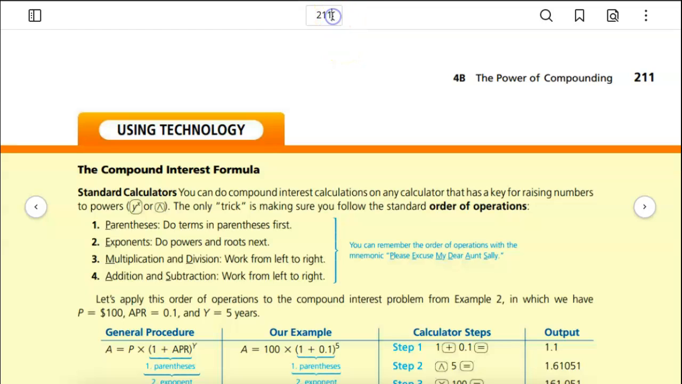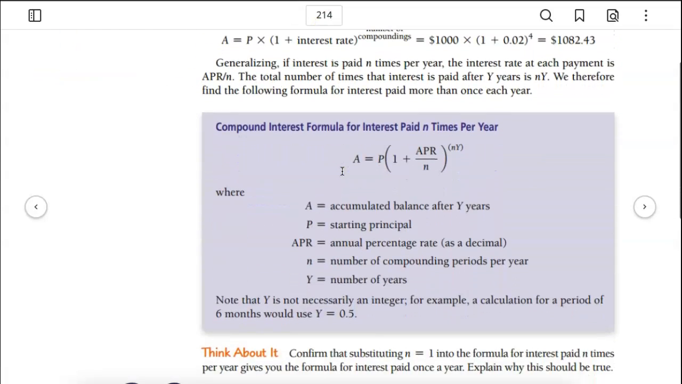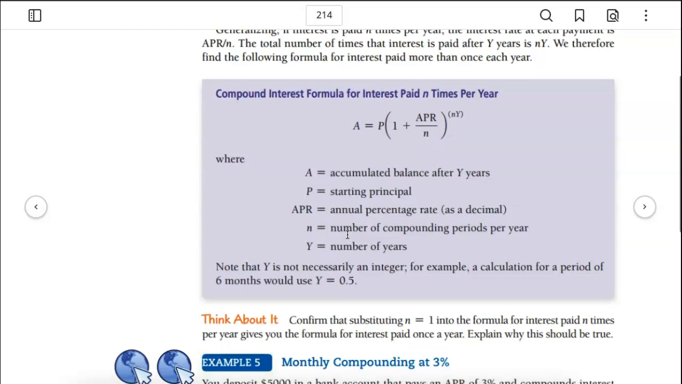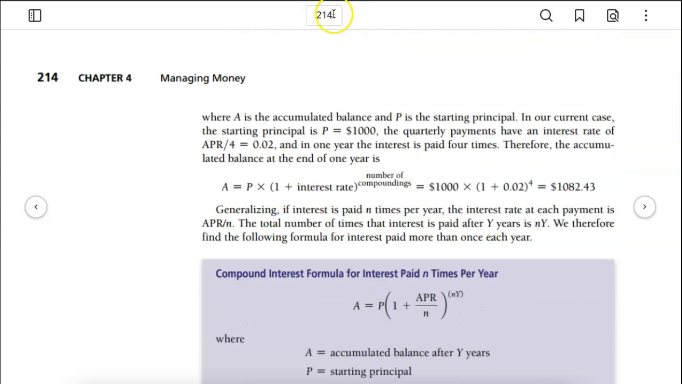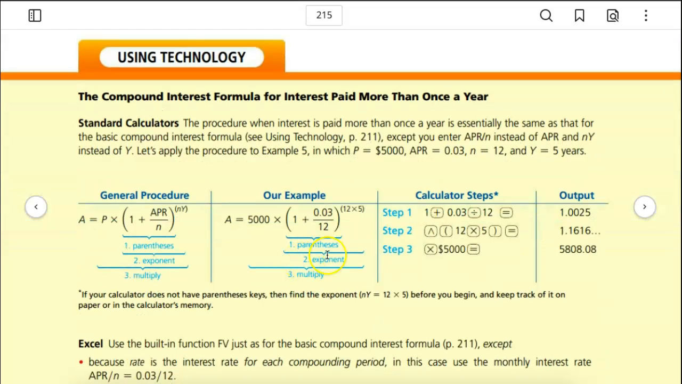Up next, I made a note of another formula on page 214. This is the compound interest formula for interest paid n times per year. So like, for instance, monthly compounding, daily compounding, things like that. There's a tech tidbit here on how you can use technology even with that kind of massive looking formula.